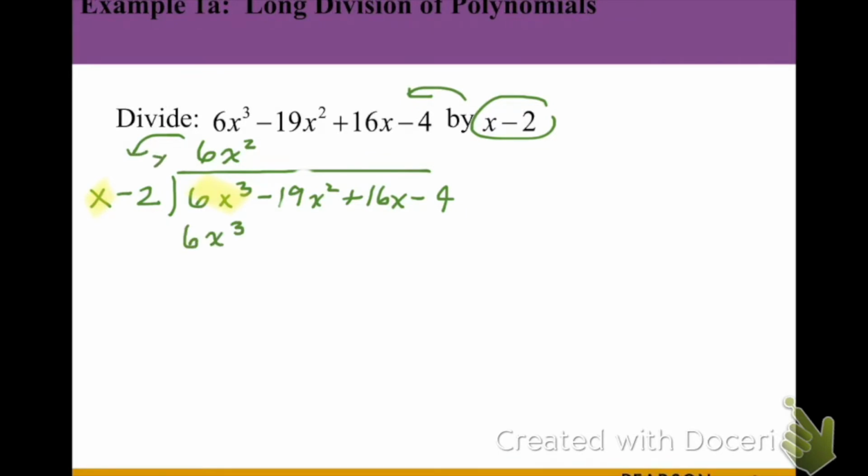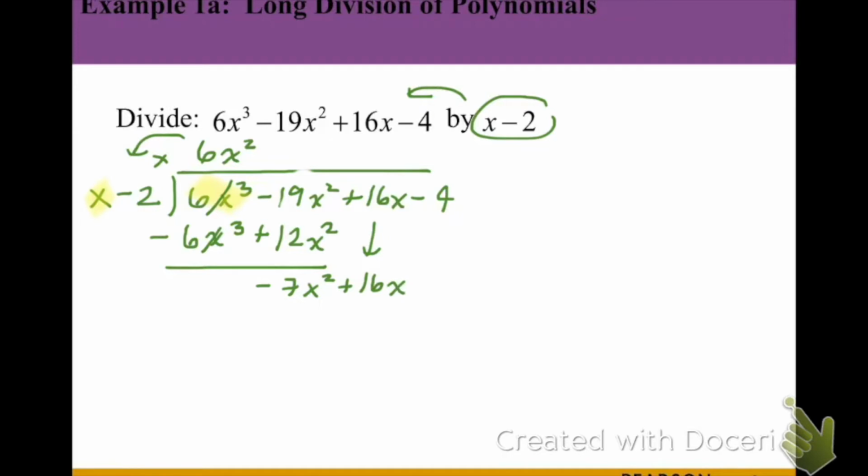6x squared times x gives us that 6x cubed, but then 6x squared times negative 2 gives us a negative 12x squared. From there, we can subtract. We note that the 6x cubes are going to cancel out, but if we take the negative 19x squared minus a negative 12, that's really going to be like adding a positive 12, and that's just going to give us a negative 7x squared. And then from there, we're going to bring down the 16x and go again.